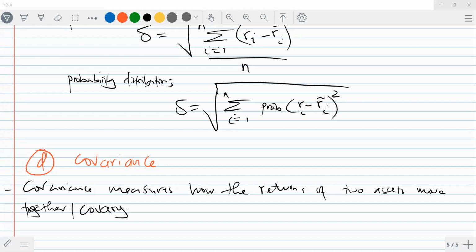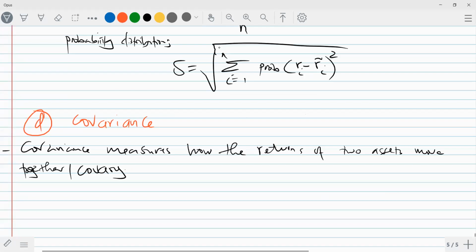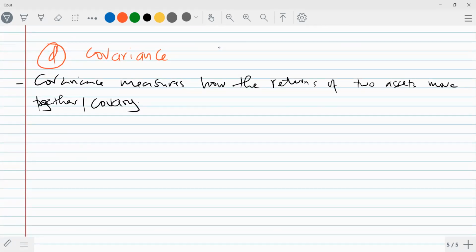Okay, it's given us the covariance. Let's say the covariance between asset I and asset J is given by the deviation of I from its mean, multiplied by the deviation of J from its mean.